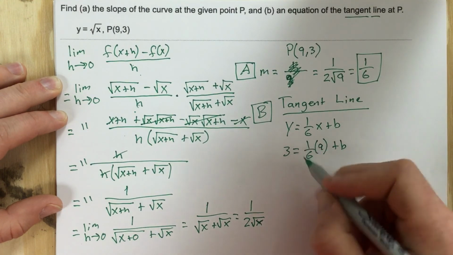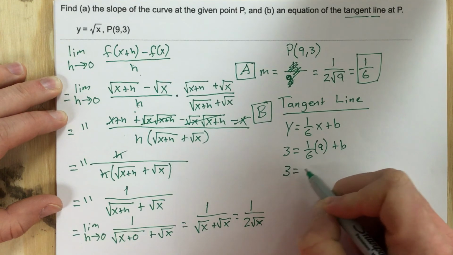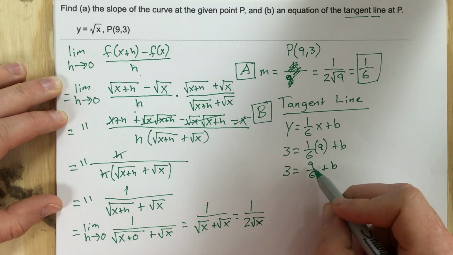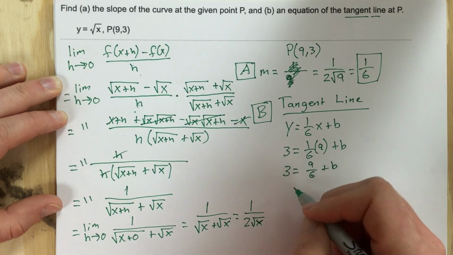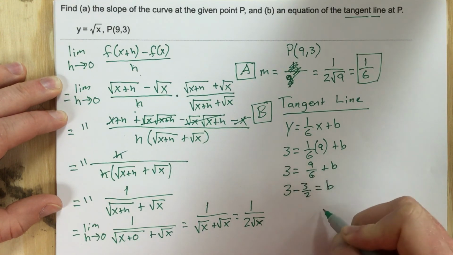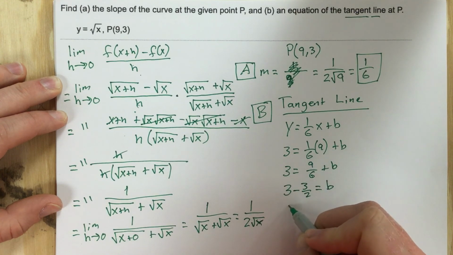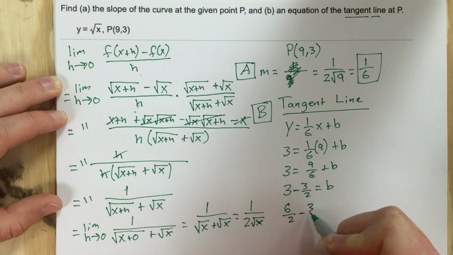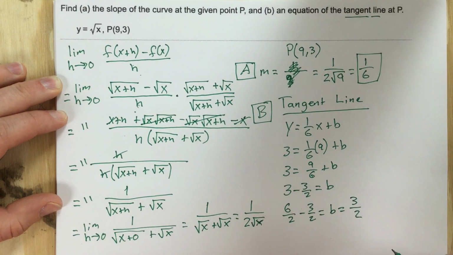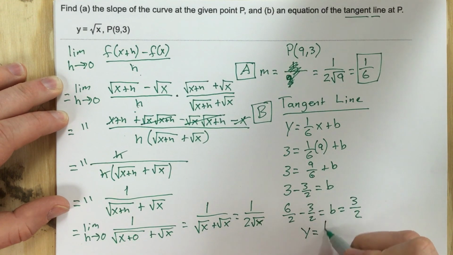This will give you 9/6 plus b. This is really just 3/2, right, if we divide them both by 3. So we end up with 3. I'm going to subtract that over, so it's minus 3/2 equals b. Common denominator, so I get 6 over 2 minus 3 over 2 equals b, which equals 3 over 2 for b. So my equation for the tangent line is y equals 1/6 x plus 3 over 2.